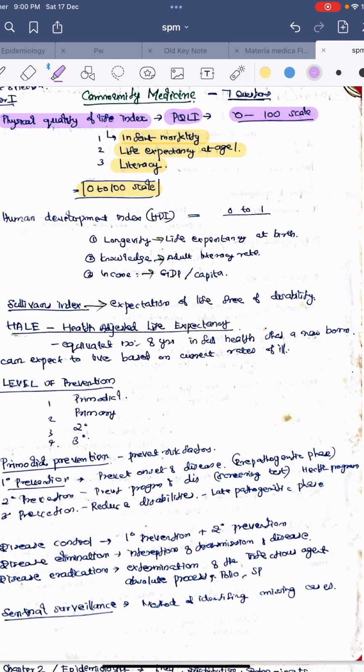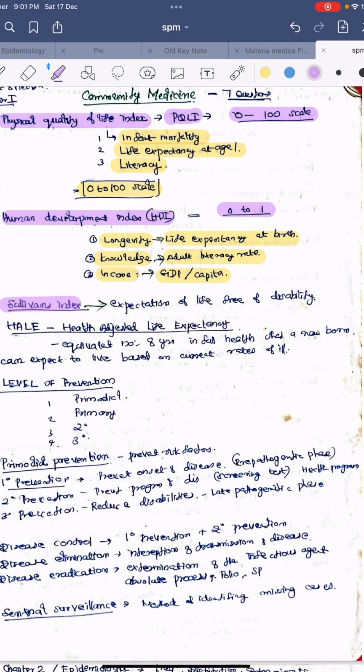Next important concept is the Human Development Index, which scales from 0 to 1. The parameters considered here are longevity, that is life expectancy at birth; second, knowledge, that is adult literacy rate; third, income, that is GDP per capita. So longevity, knowledge and income are considered in the Human Development Index. At the same time, in the Physical Quality of Life Index, we consider infant mortality, life expectancy at age 1 and literacy.